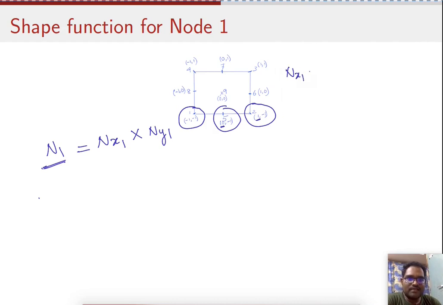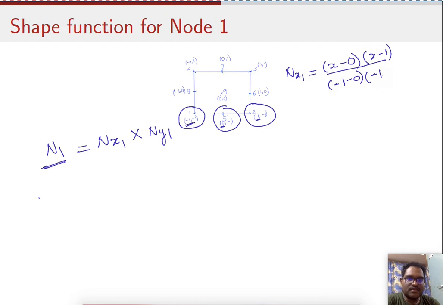So nx1 will be, by Lagrange's method, x minus 0 into x minus 1, and similarly the value of x for the first node that is present over here is minus 1 minus 0, and again here it is minus 1 minus 1. We can further simplify it, so it will be x into x minus 1, and here you'll have minus 1, here we'll have minus 2, put together it is just 2.